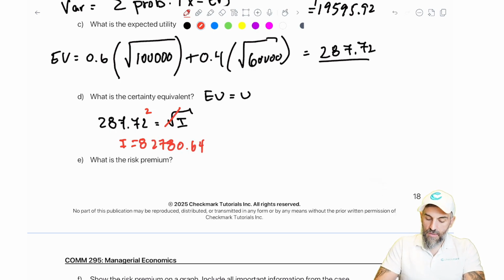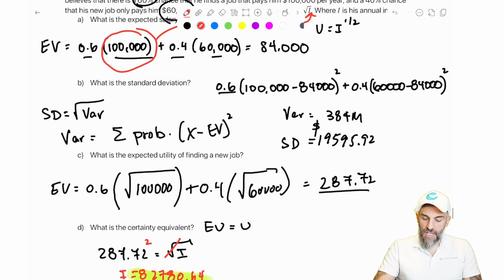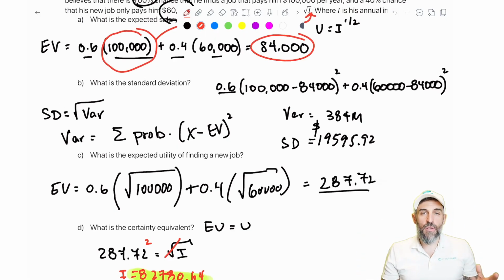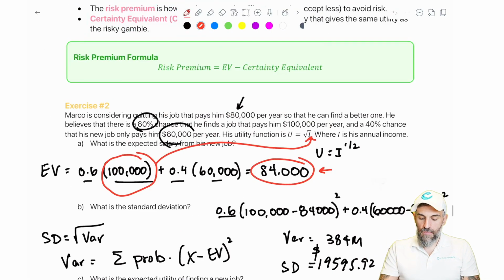So now let's talk about, for a second, what this actually means. A certainty equivalent is the risk-free amount that would make this person just as happy as the risky amount. So the risky amount is 84,000. This entire experiment of quitting his job to go out and find another job, right, has an expected value of 84 with a utility of 287. Well, we found that if I were to give this person $82,780.64 guaranteed, they would be just as satisfied, even if it's less money.